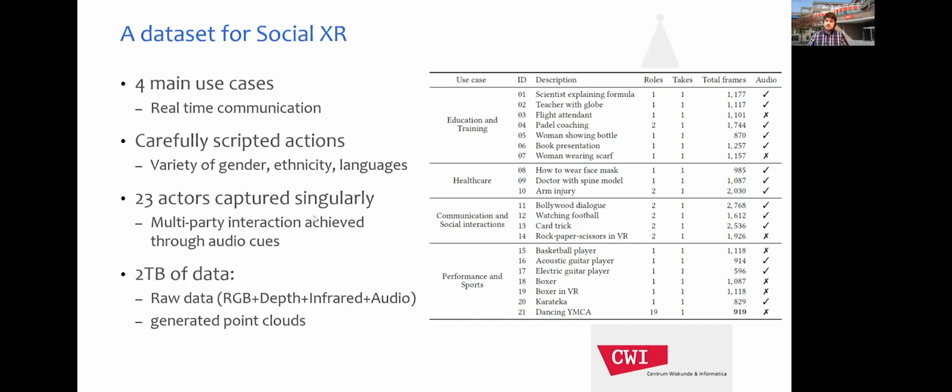We carefully scripted all the actions. We considered a variety of gender, ethnicity, and languages. There are some in Spanish, in Dutch, in Japanese, even English. And we used 23 actors to capture all the sequences. They are captured individually in the scene to avoid occlusions. But for the sequences that have more than one user, because there is an interaction, first one user is recorded, and then, using the audio track and the clapper, we recorded the second user and synced them in post-production. And finally, all of this is around 2 terabytes of data, which is the raw data already mentioned, RGB, depth, infrared, and the audio, and also the point clouds we generated.